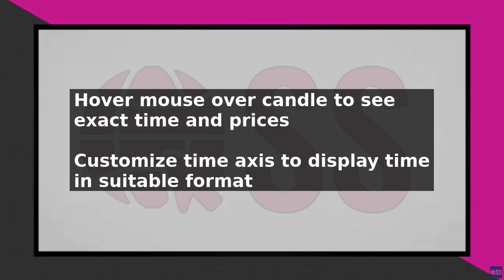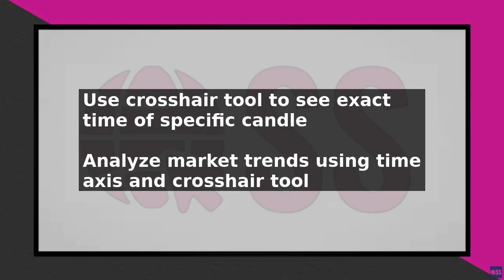In addition to the time axis, you can also use the crosshair tool to see the exact time of a specific candle. To use the crosshair tool, click and hold the mouse button on the chart and move the crosshair to the candle you are interested in. The time and price of the candle will be displayed in the crosshair tooltip.